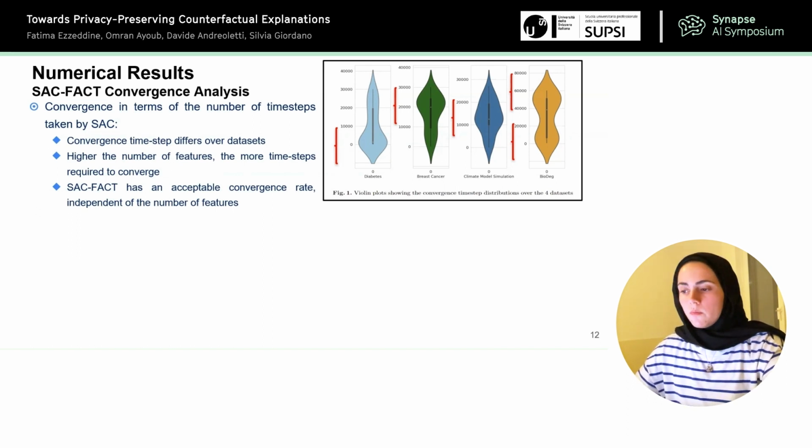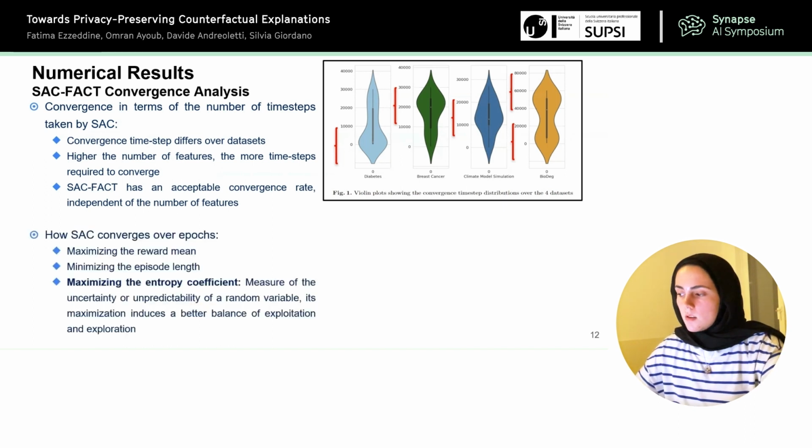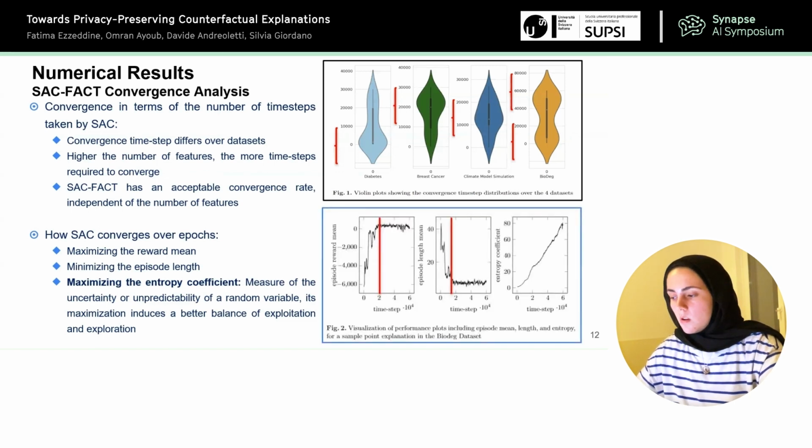In terms of the convergence analysis, we can see for the 4 datasets in these plots that the convergence time steps differ over the datasets, because the higher the number of features, the more time steps are required to converge. And also we can see that SAC-FACT has an acceptable convergence rate independent of the number of features that we have.